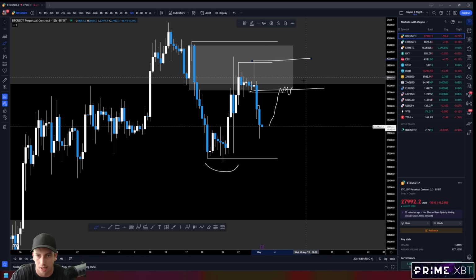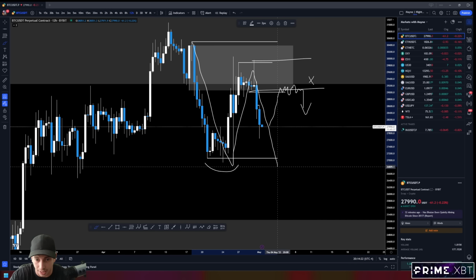And I posted this in Telegram. I said, if we come up here, I'd look for a reaction. And my bias would be for another leg down, so I'd be looking for reasons to short. And then obviously below here, we're potentially making a brand new range and leaving this one.